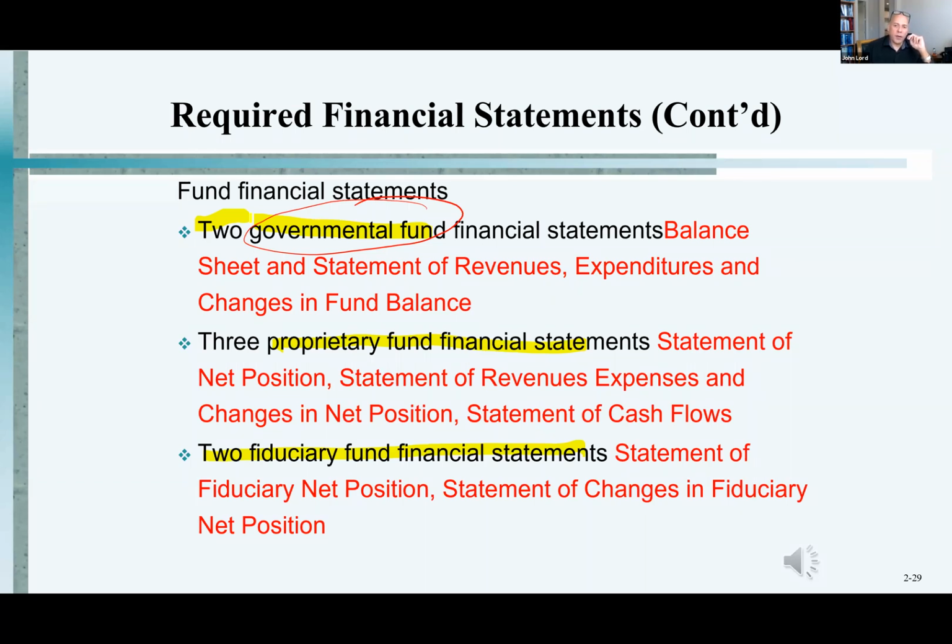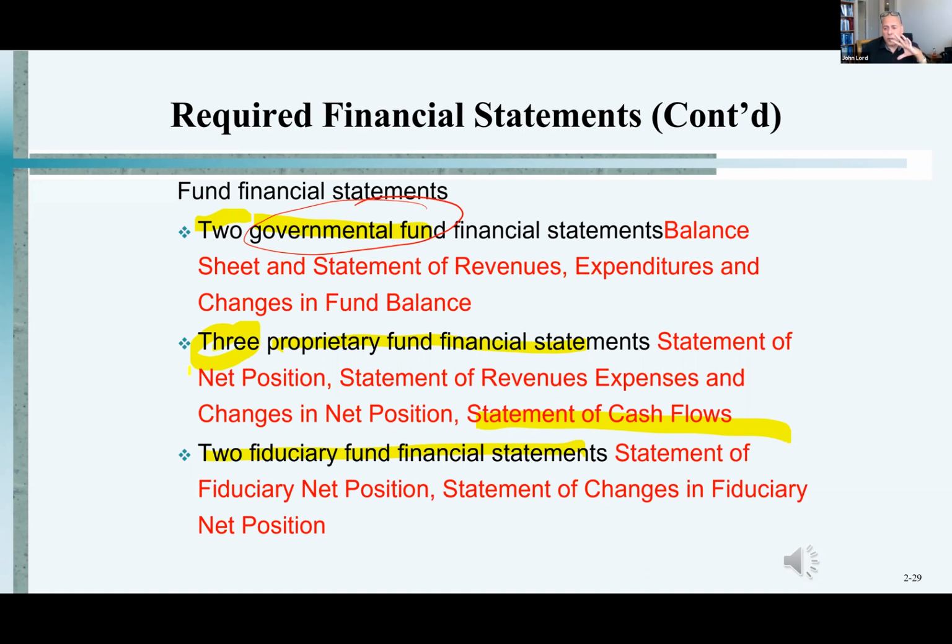The proprietary funds also have a balance sheet and an income statement. We call the balance sheet the statement of net position. We call the income statement the statement of revenues, expenses, and changes in fund net position. And only the proprietary funds prepare a statement of cash flows. We don't have a government-wide statement of cash flows, and we don't have a statement of cash flows in our governmental funds nor our fiduciary funds. Only in the proprietary funds do we have a third statement, the statement of cash flows.